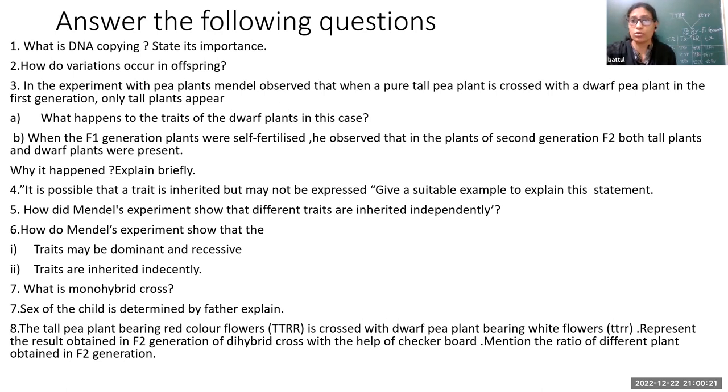Take out any two contrasting characters and then start doing the Punnett square, children, to speed up the Punnett square, checkerboard concept. Koi bhi aap dominant character le lo, koi bhi aap recessive character le lo, aur acche se isko practice karo. Okay.